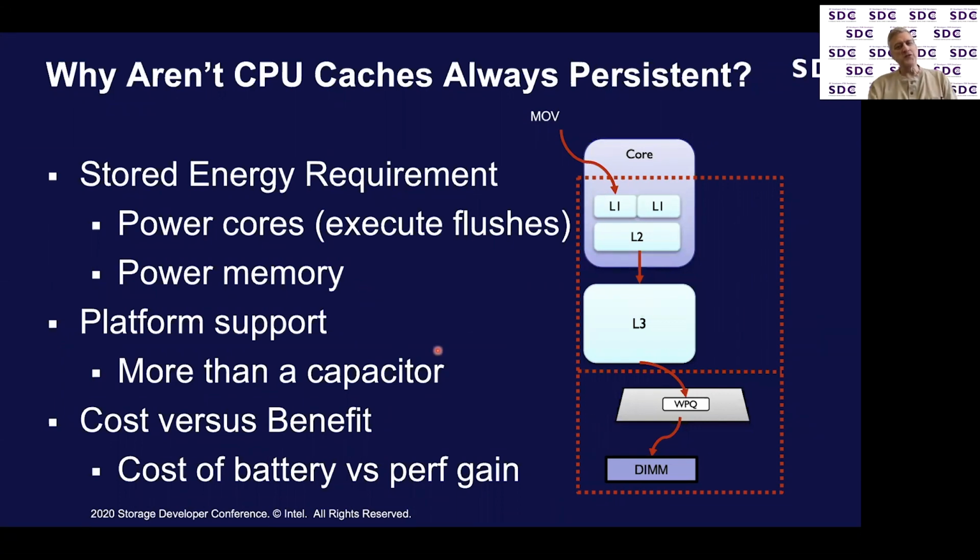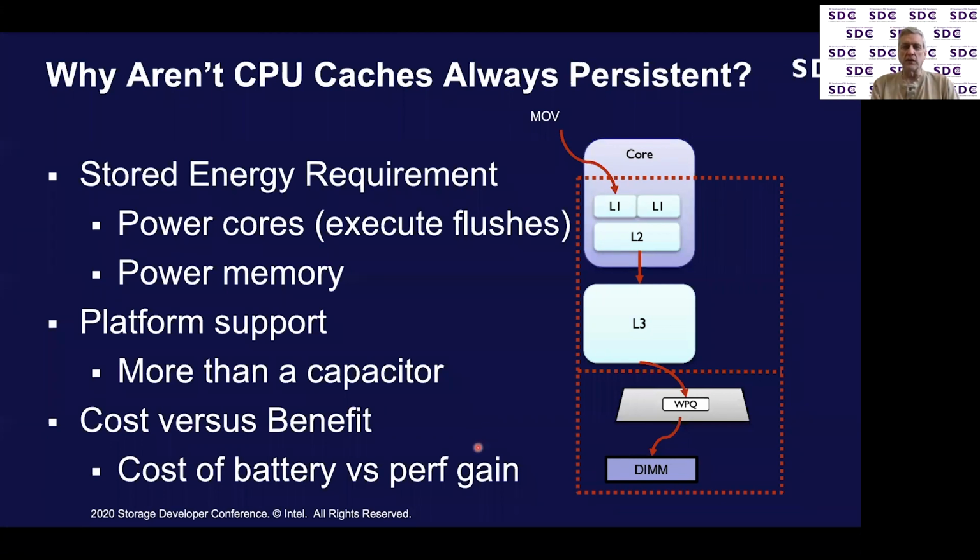So that's more than just some little capacitor in the power supply like we had for ADR. For eADR, we probably need a battery, right? Something with a lot more stored energy. And batteries have a higher cost. They have a higher failure rate than a lot of the other parts in the system, so there's a maintenance burden. So if you're going to put a battery in a system, you're going to charge more for that system, and you have to have a really good reason to want people to pay more.